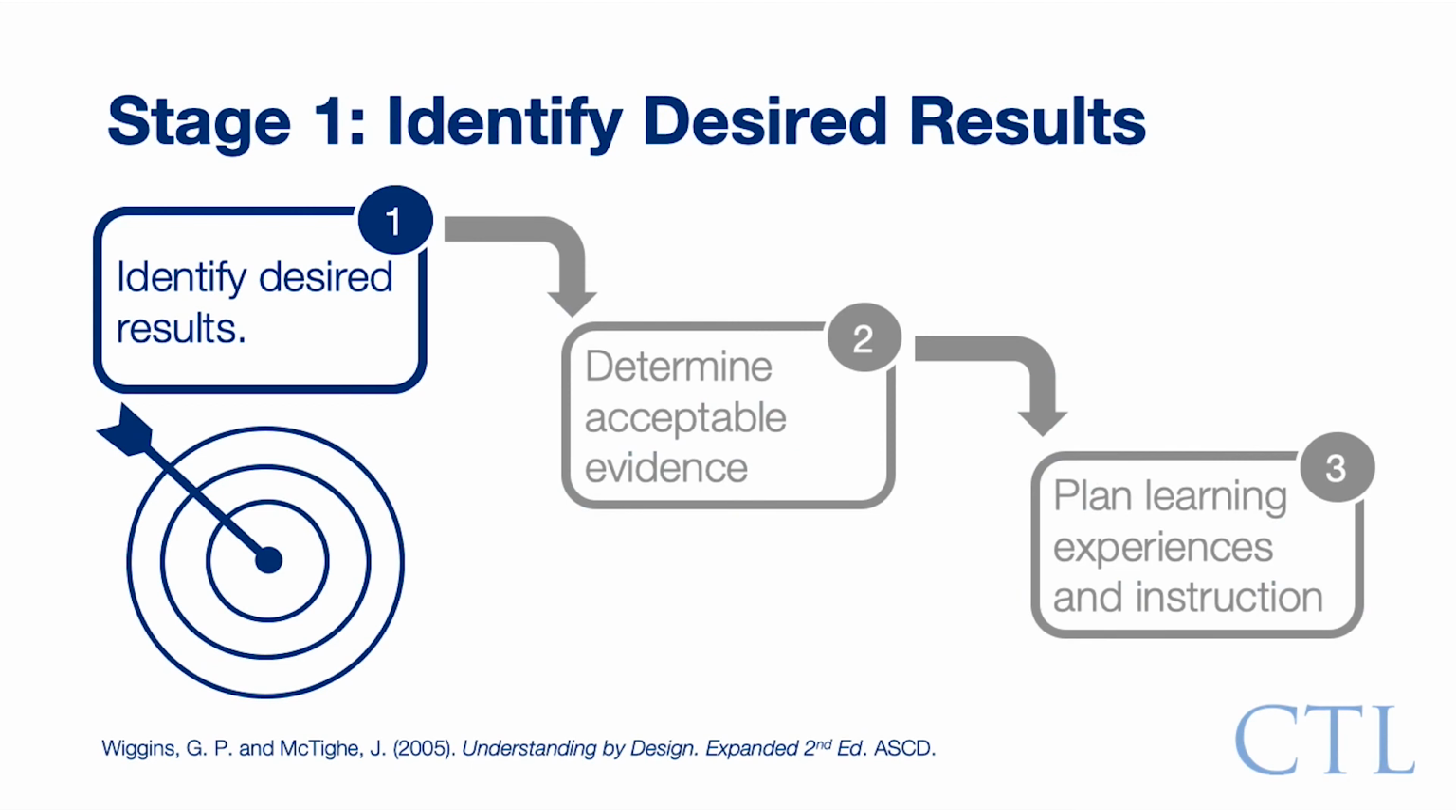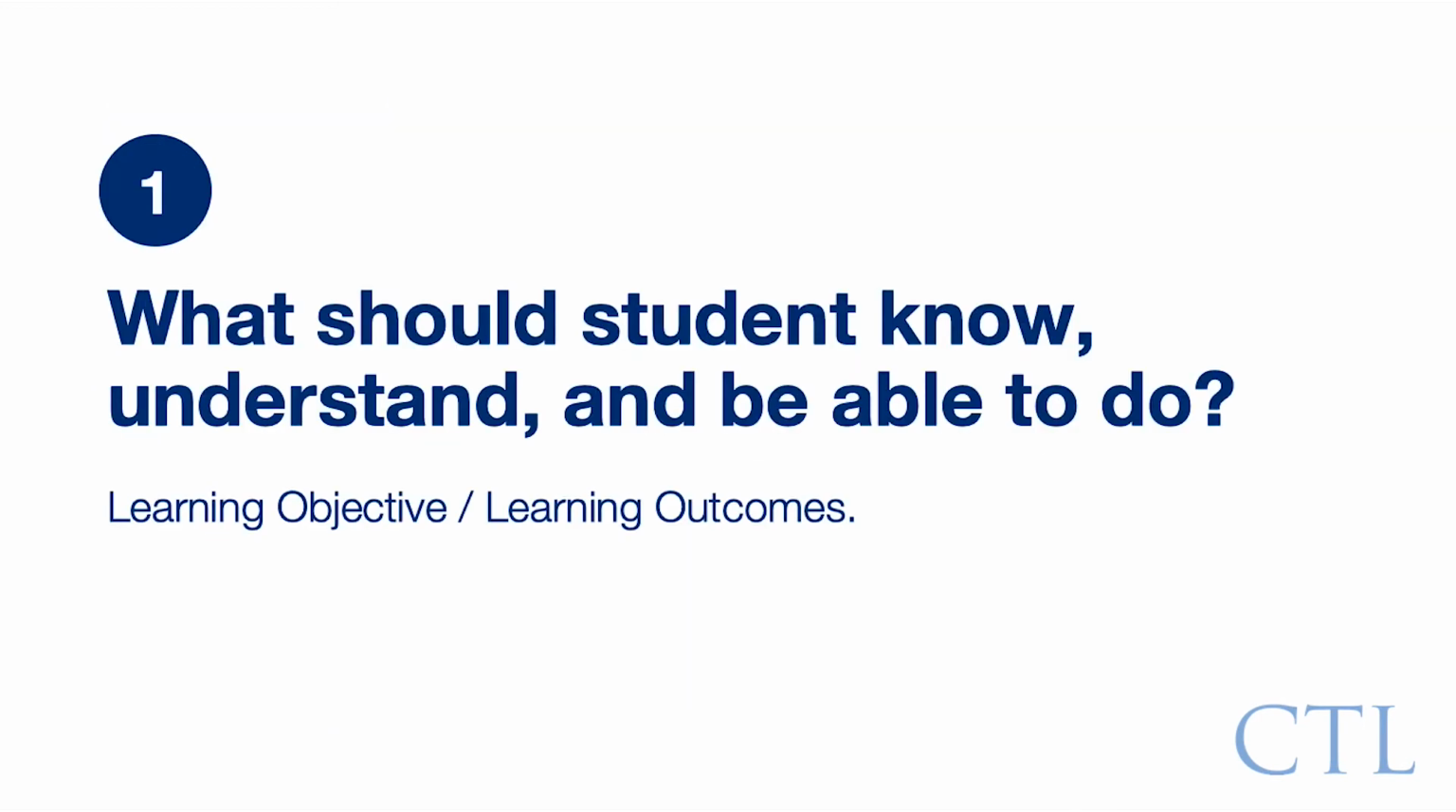Stage 1, identify desired results. In this stage, instructors clarify priorities by articulating learning objectives or outcomes for a course. Questions to guide Stage 1 include, what should students know, understand, and be able to do? What content is worthy of understanding? What enduring understandings are desired?